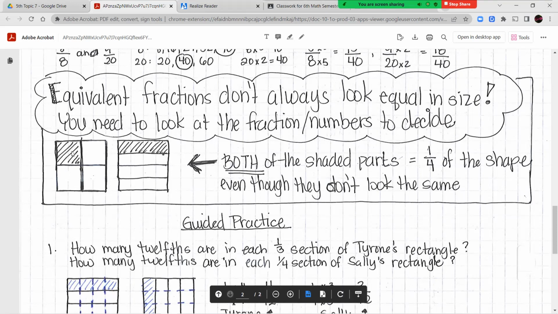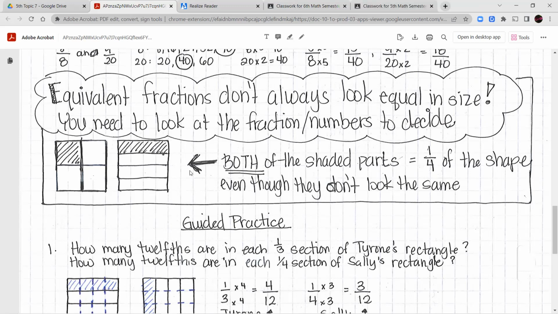This is 1/4 of this square. This is also 1/4 of the same size square. They are an equal part of the whole, even though they don't look the same. Just because the fractions are equivalent, that doesn't mean the shape of that section is going to be equivalent to the shape of the other section that represents the same part. So just keep that in the back of your head, because when you're drawing out some of these, they're not always going to look the way you want them to.